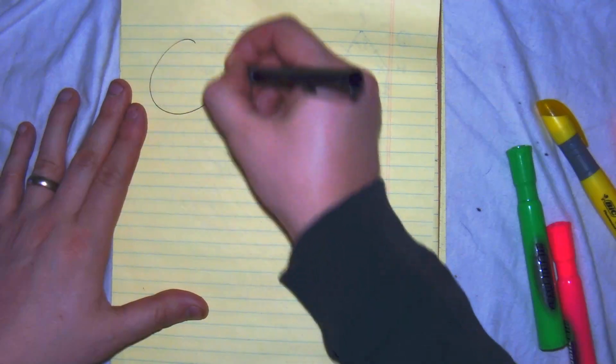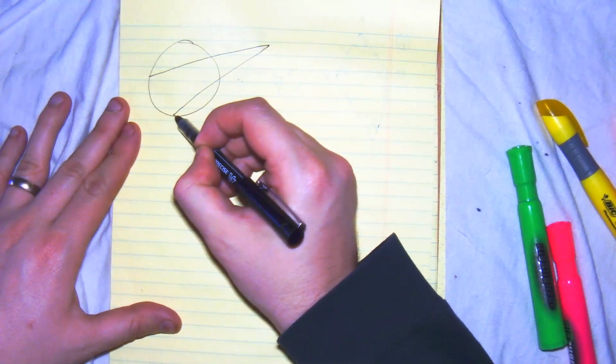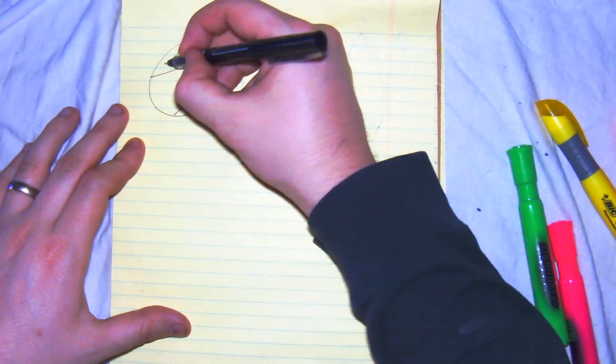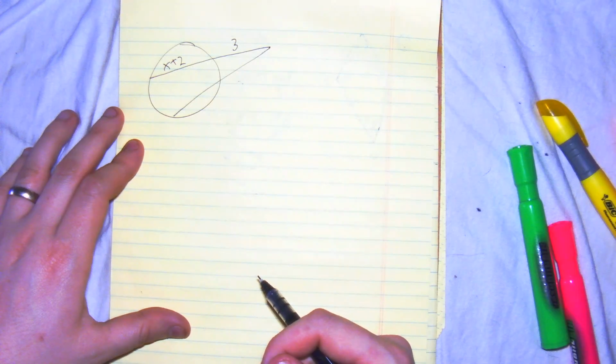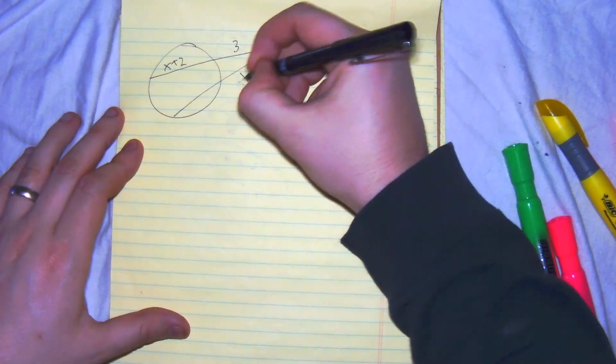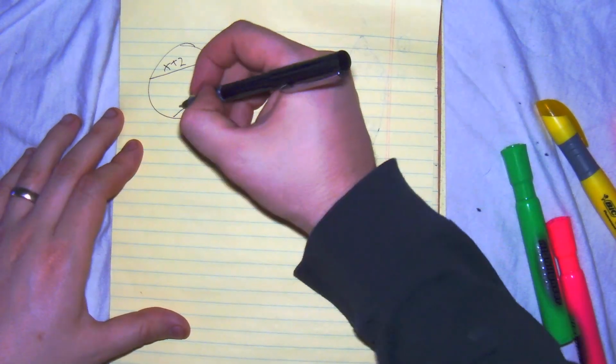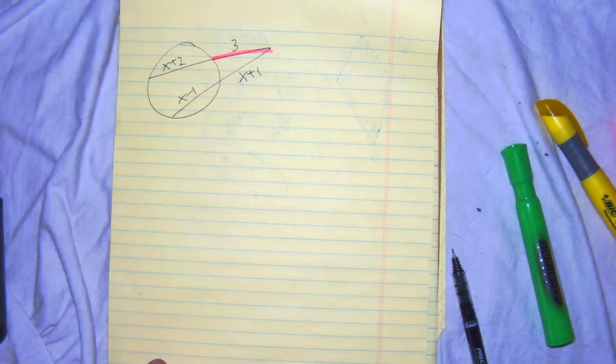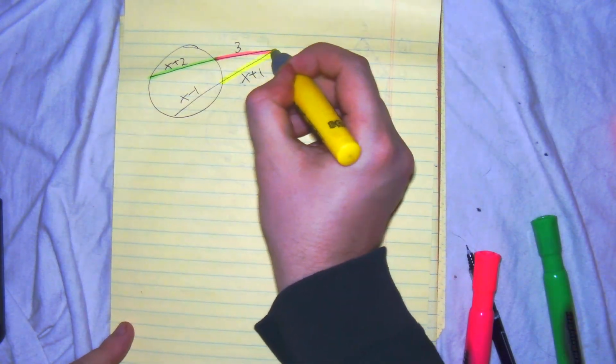Okay, let's do one more of these. What's a harder one here? So right here we have 3, then we have x plus 2, then we have x plus 1, x minus 1. Again, you're going to multiply 3 by the entire segment. So 3 times the entire segment, and so on and so forth.